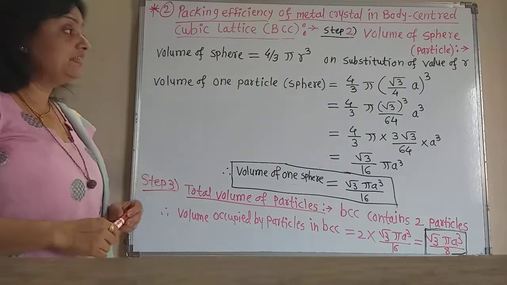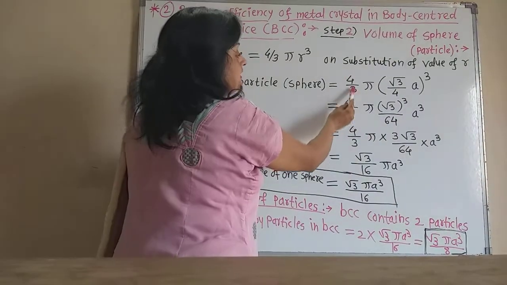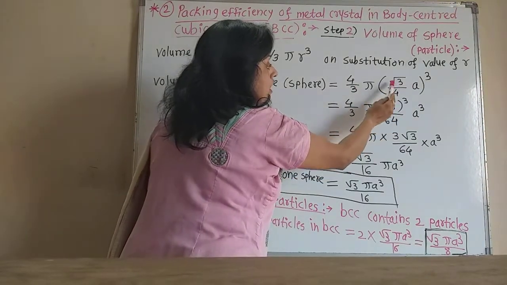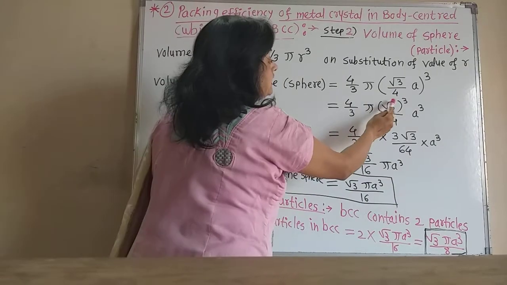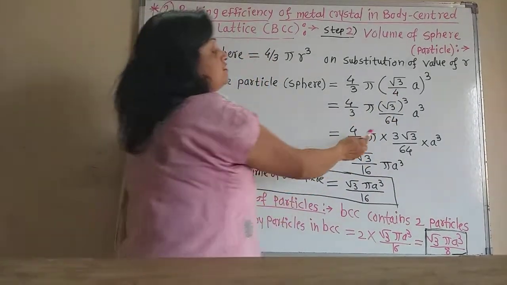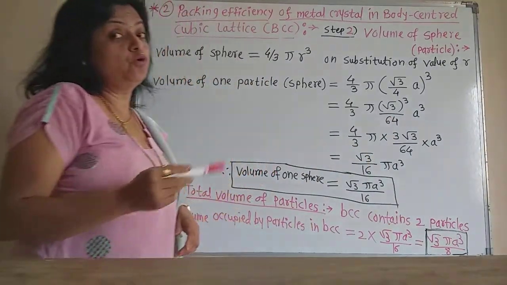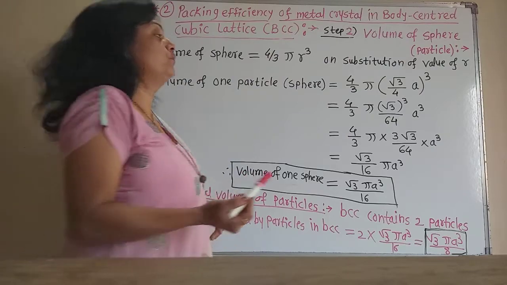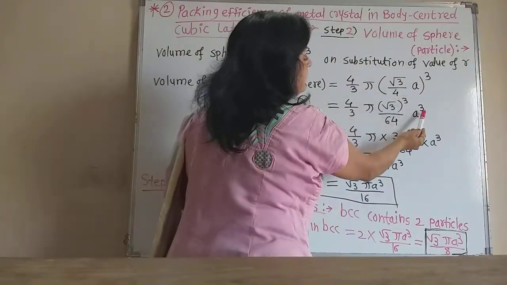Now on solving this, 4 by 3 pi, now this is the root 3. Here all have the cube. So root 3 cube divided by, what is the cube of 4? 4 multiplied by 4 multiplied by 4, that is the cube of 4, that is 64. And here is the a cube.